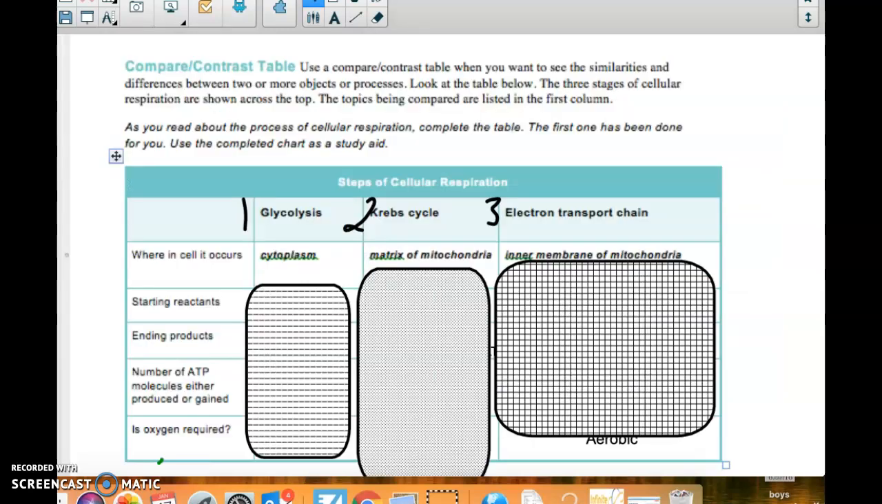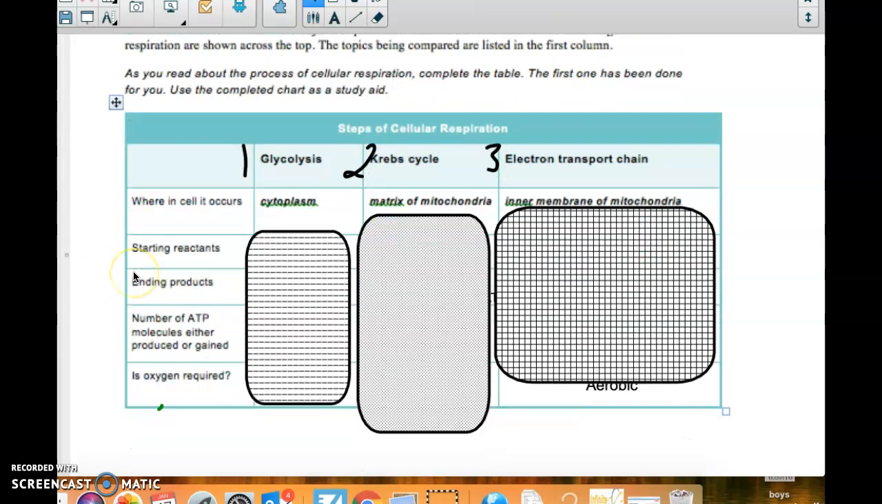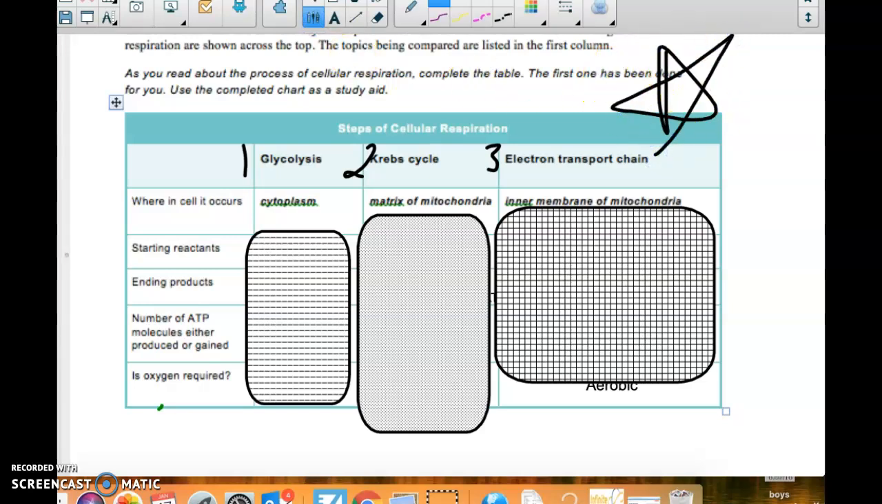The next chart is really, really important, and it's really nice for putting everything into one spot of what you need to know. What starts the reaction in the stage of cellular respiration, what's the end products, how much ATP, is it aerobic or anaerobic? And so this is a really, really good chart for studying, and I would star it. I would really star this chart. It is going to help you tremendously.